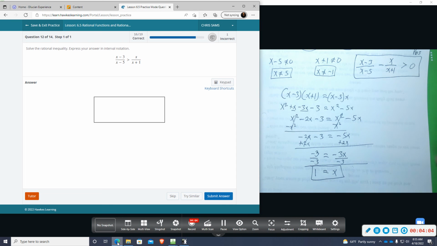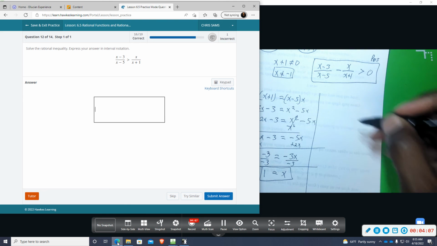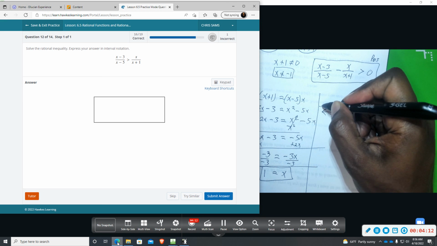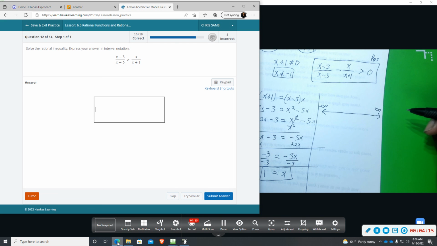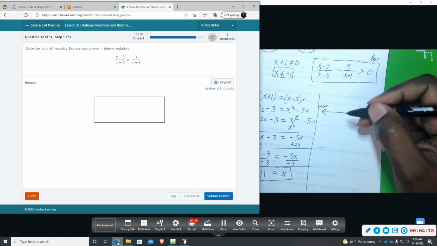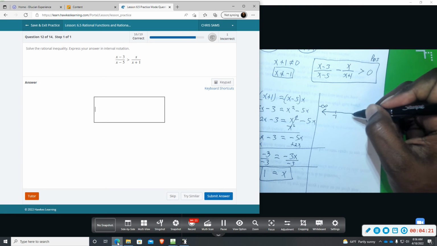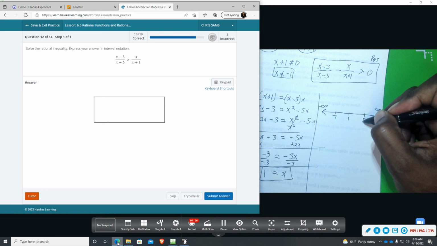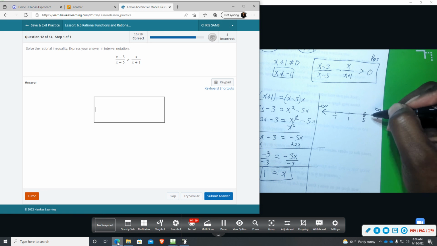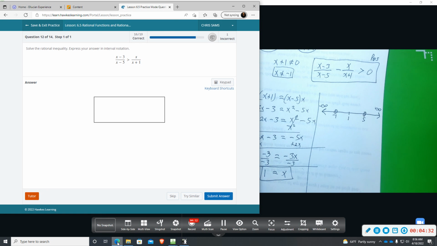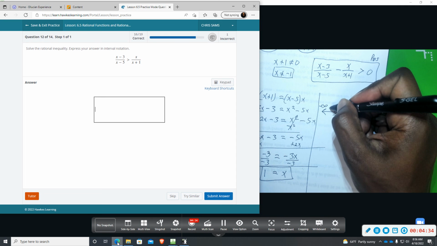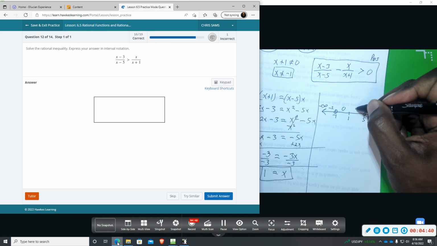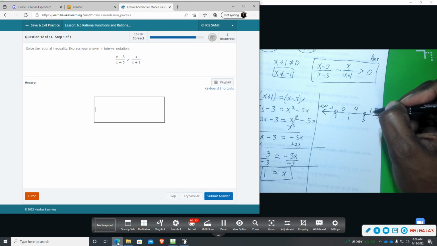So now that we have all of our critical values, I'm just going to make a little number line over here. We're going to find out which ones give us positive. So negative infinity, positive infinity, and the values we have are negative 1, positive 1, and positive 5. And I'm going to put a circle above. I cannot be equal to those no matter what. And we're going to test some values. So let's just say negative 2, between negative 1 and positive 1, 0. 1 and 5, let's just do 4. And after 5, we can do 6.